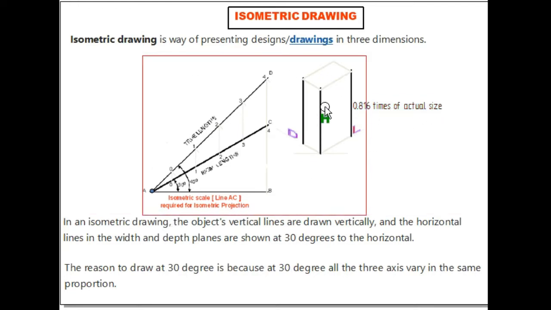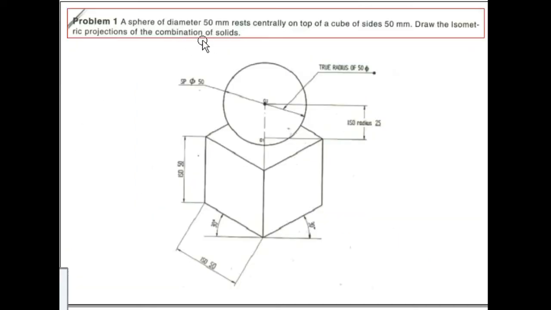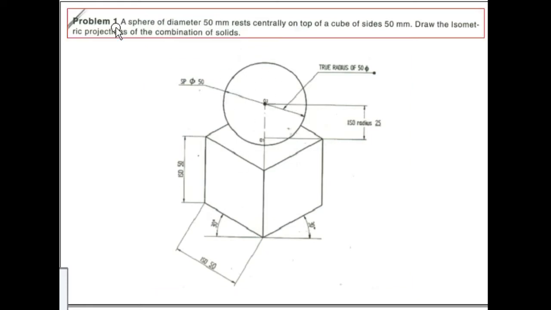To understand how to represent an isometric drawing, I consider a combination of two solids, one a cube and the other a sphere. The problem is like this: a sphere of diameter 50 mm rests centrally on top of a cube of sides 50 mm. Draw the isometric projection of the combination of solids.